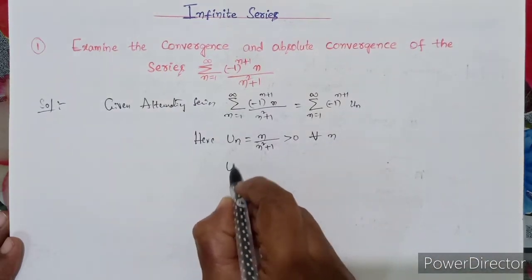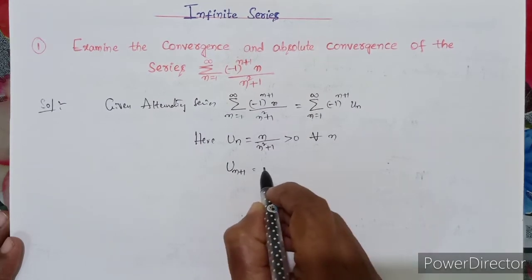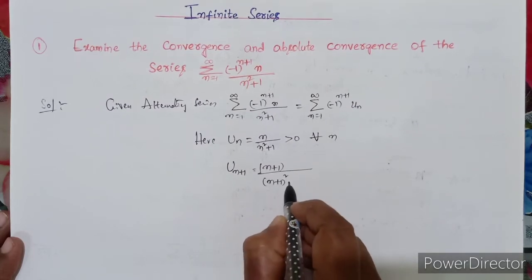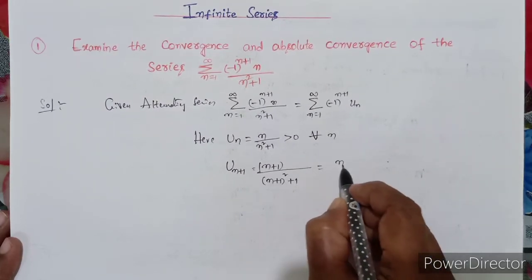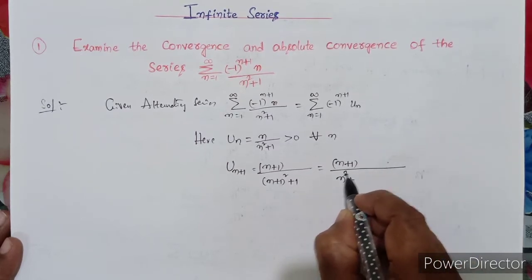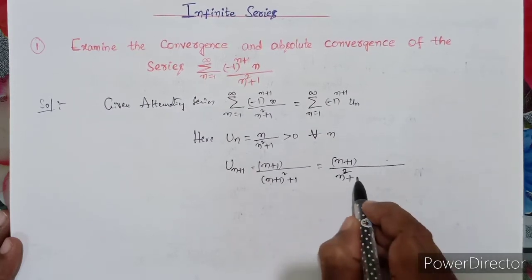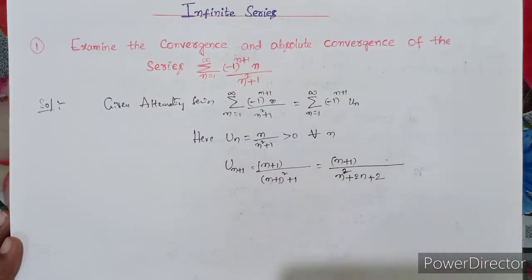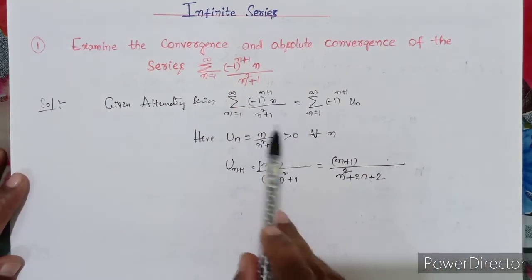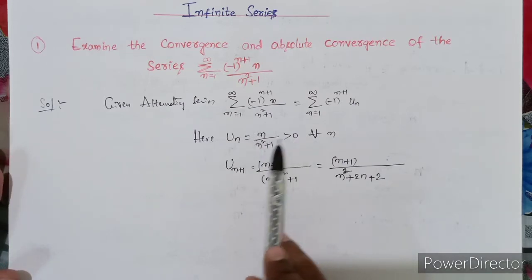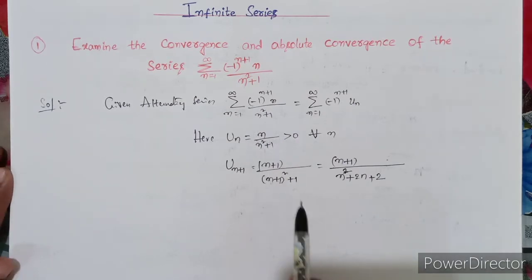Now we find un plus 1, which is n plus 1 by n plus 1 whole square plus 1. This is equal to n plus 1 by n square plus 2n plus 2. Now we will find whether each term in this series is monotonically decreasing or not. Each term is numerically less than its preceding term. That is one of the conditions of the Leibniz test.